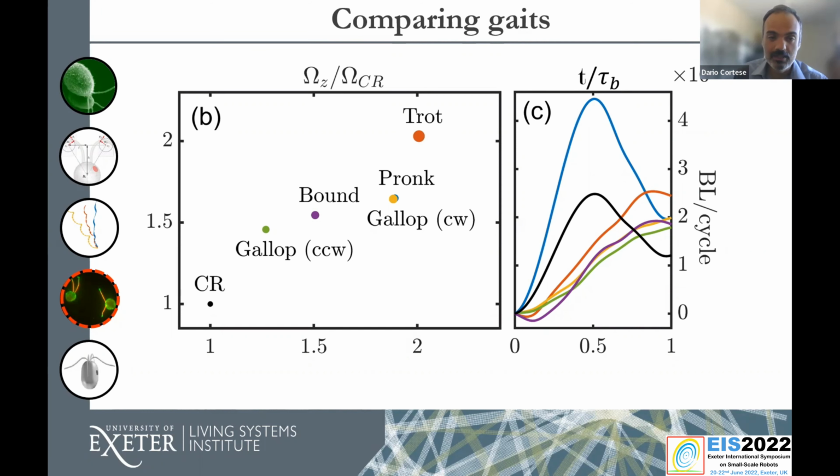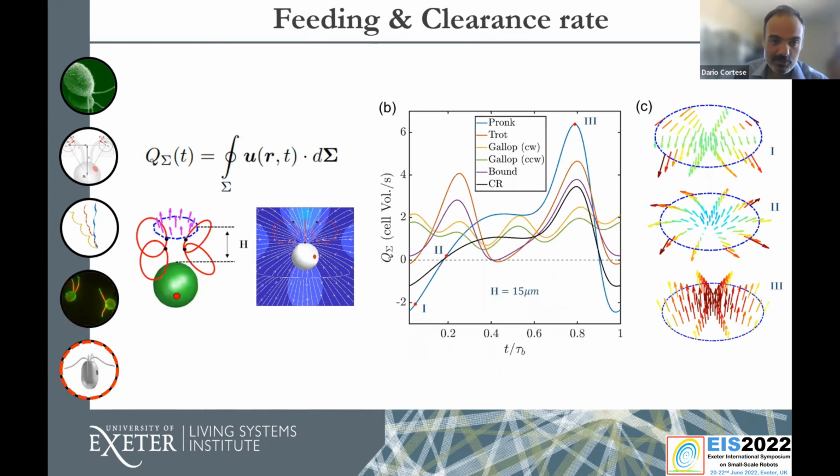Finally, I wanted to quickly show you some other tasks and the implications that this model has on other tasks. So different gaits affect the fluids in different ways, and this can have a series of behavior implications. For example, if we calculate the clearance rate, which is the flux across a disc placed in front of the cell, we can see that the cell in certain particular gaits has the ability of pulling fluid towards its body. And in particular, the pronk gait, which is not the fastest, is the most effective of pulling fluids towards it, and so could be used for feeding.